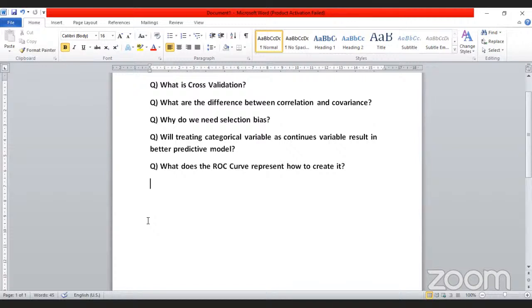observations, right? That means the y-axis is showing the true positive rate, the proportion of observations correctly predicted as positive out of all positive observations. And on the x-axis, we have the false positive rate, which represents the proportion of observations incorrectly predicted out of all negative observations.